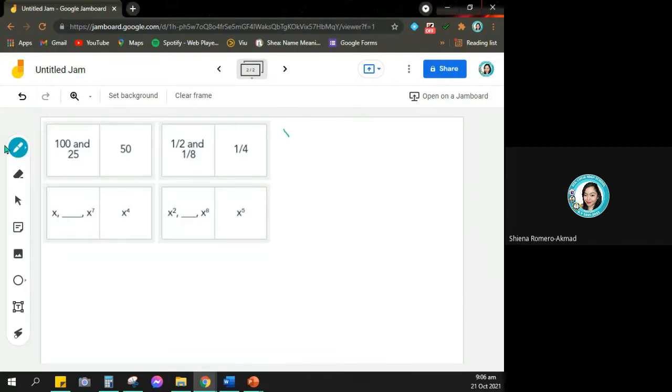Alam na natin that x squared equals 25 times 100. Right? X squared is equal to 2500. And the square root of that is 50. Okay? Next, yung 1/8 1/2.